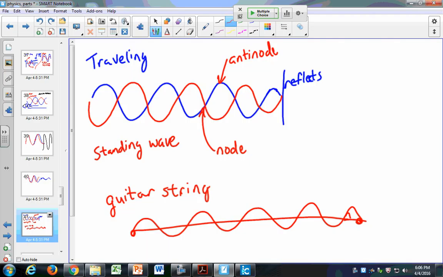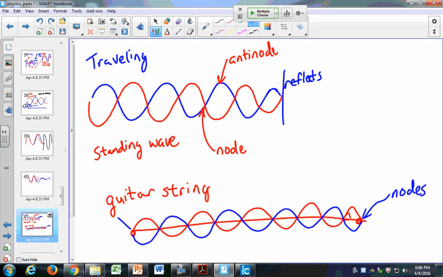An antinode is where you get one wave that's up and one wave that's down. A node is where you get two waves that are at zero displacement. At the end of the string, because it's not allowed to vibrate at the end, you're going to get a what? You're going to get a node at the end. So if you have a guitar string, for example, you'll have a wave that looks like this, a standing wave, and at the end you have nodes here and here.